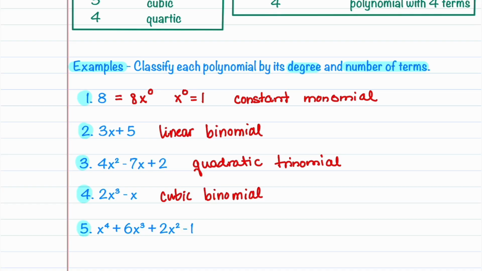Let's now look at our last example. We have, let's see here, 4 terms. So it's going to be a polynomial with 4 terms. And the highest power of x is 4, so it's called a quartic. This is then a quartic polynomial with 4 terms.